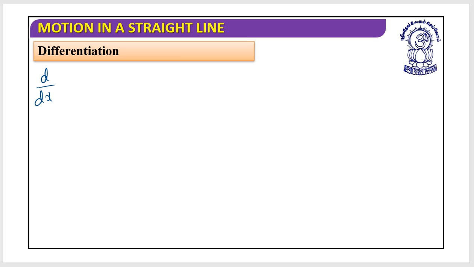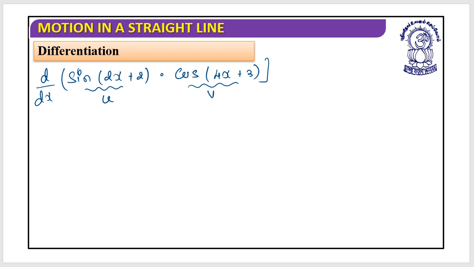Okay, so next it's d by dx of sine 2x plus 2 multiplied by cos, let's say 4x plus 3. Yes, do this. It's d by dx of sine 2x plus 2 into cos of 4x plus 3. We can assume this as u and we can assume this as v.